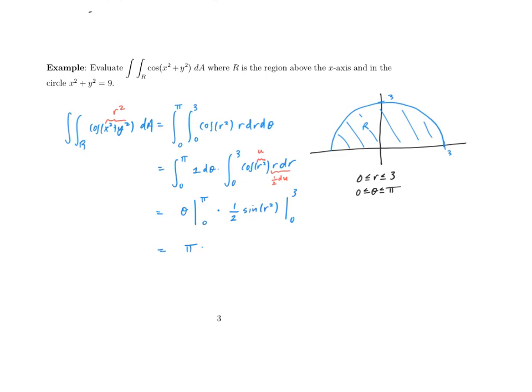We substitute in 3, we put a minus sign and substitute in 0. So we would have 1/2 sine of 9 minus 0, because the sine of 0 is 0. And this number we end up with is the value of the double integral, which completes the example.